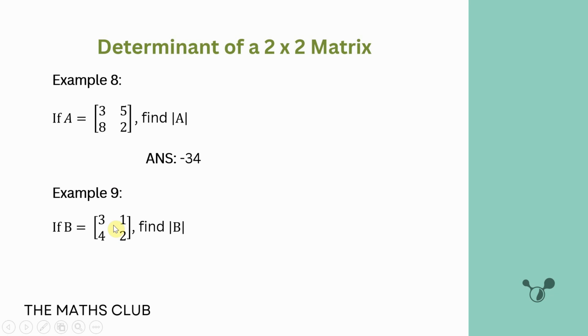Welcome back. So that will be 3 times 2, which is 6, minus 1 times 4, which is 4. So 6 minus 4 is equal to 2. So your answer here should be equal to 2. If you got both questions right, well done to you.